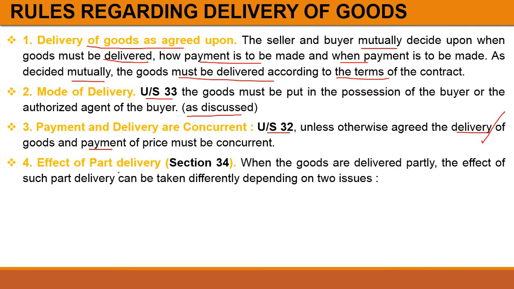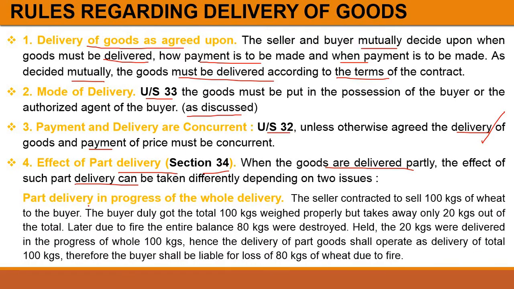Next comes the effect of part delivery, Section 34 of the Sale of Goods Act. This section says that when goods are delivered partly, what will be the effect of such part delivery? There are two cases which can be discussed under Section 34. First is part delivery in progress of the whole delivery. If that part delivery is in the progress of the whole delivery that will be coming soon, then part delivery means full delivery. I repeat, in this case part delivery means full delivery.